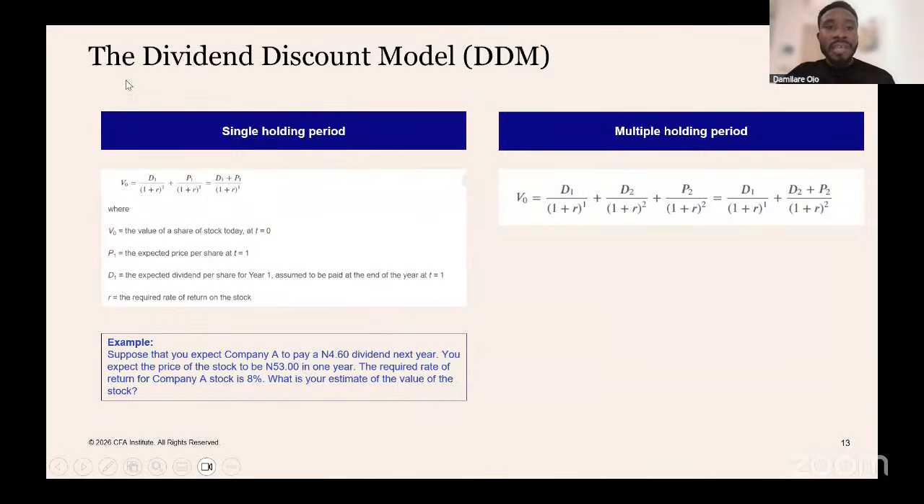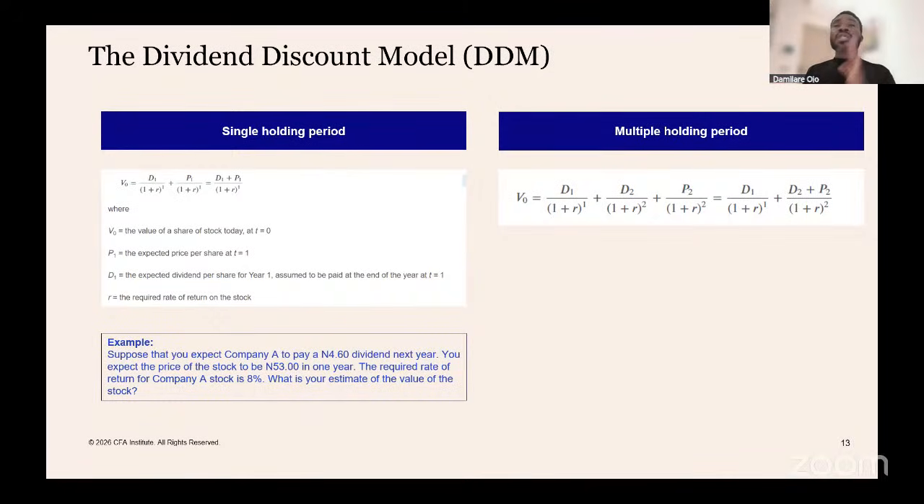Okay. The dividend discount model, for a single holding period and for multiple holding periods, when you are doing your estimate of value, you have two things that you are considering. You are considering the future price of the stock, and you're also considering the dividends that you are expecting from that stock. The expected price. So if you are doing a value for December 2026, for instance, that is how much do I think GTCO is going to be worth? What's the value of GTCO by December 2026? Remember, valuation is a forward-looking approach, it is an estimate of future value.